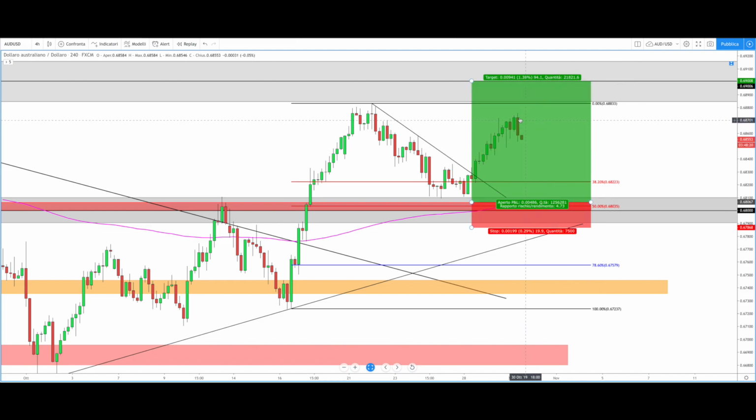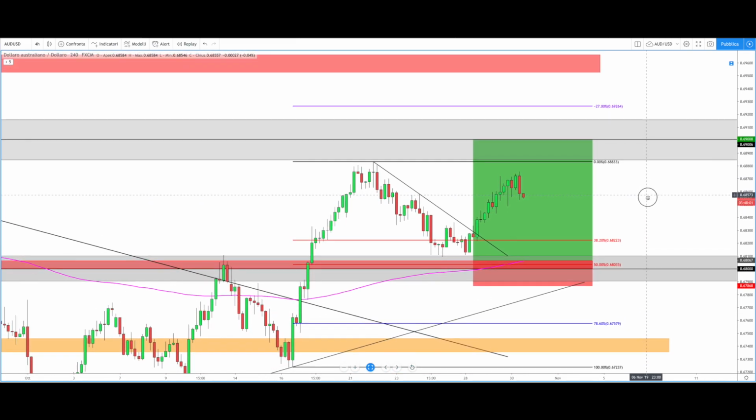For now, guys, after this bearish engulfing candle, for me, the price needs a correction. So now we need to just wait for the FOMC minutes release this evening, and try to understand if the price will find the strength to finally reach 0.69 or will start a deeper correction.